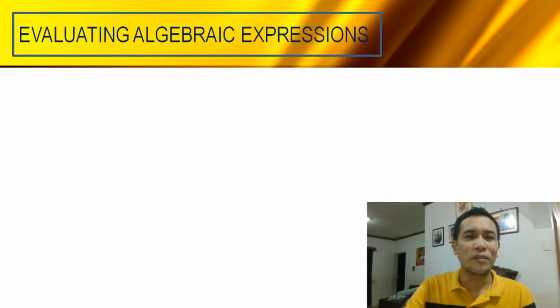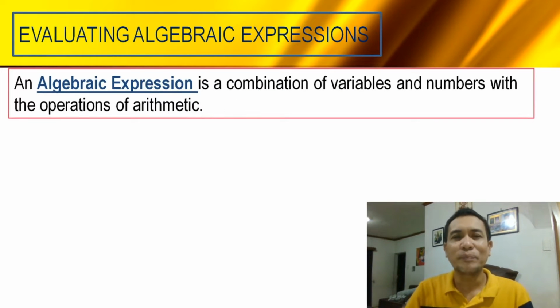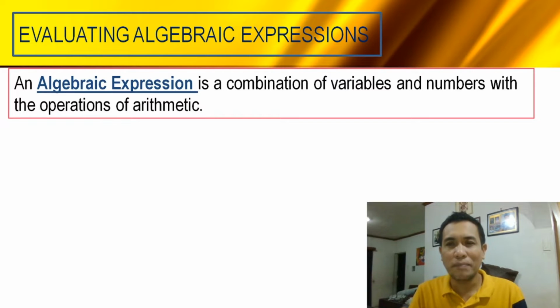Okay? So, first we will have to define an algebraic expression. In English, an algebraic expression is a combination of variables and numbers with the operations of arithmetic. Okay, very simple. Magtawag ang algebraic expressions, combination or mix na siya sang variables, numbers, and arithmetic operations.